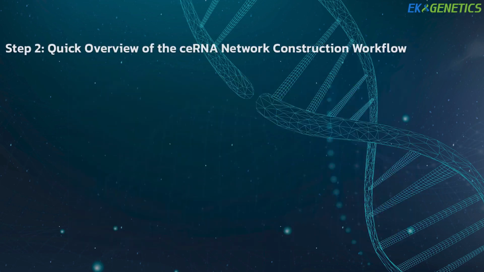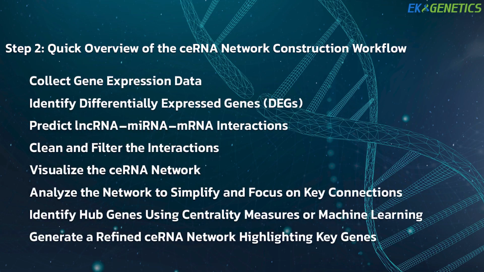Next, Step 2, a quick overview of the workflow. Here's a quick overview of what we're going to do. 1. Collect gene expression data, mRNAs, lncRNAs, miRNAs from RNA-seq or microarray experiments. 2. Identify differentially expressed genes using statistical methods in R: DESeq2, EdgeR, or Limma. 3. Predict interactions using 2 approaches: correlation analysis based on your dataset, and interaction databases like miRcode, TargetScan, and miRTarBase.